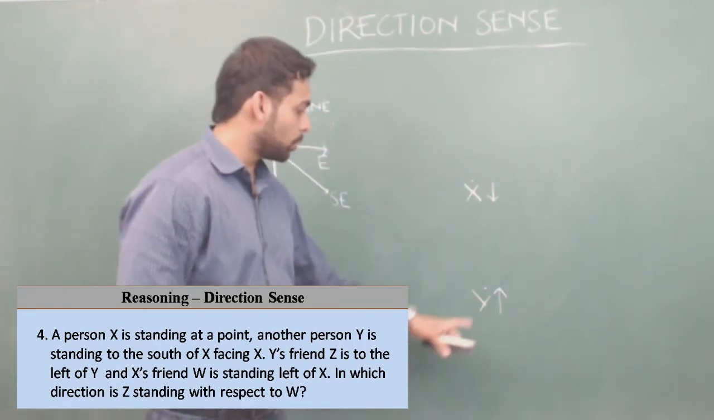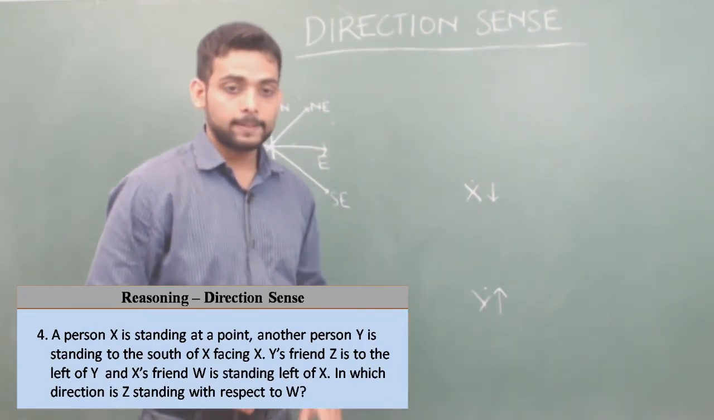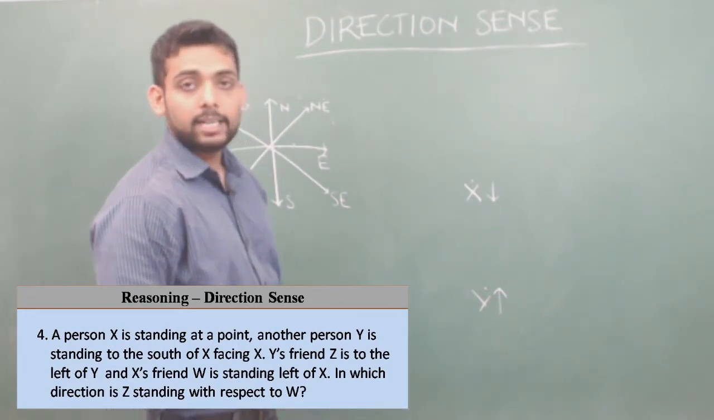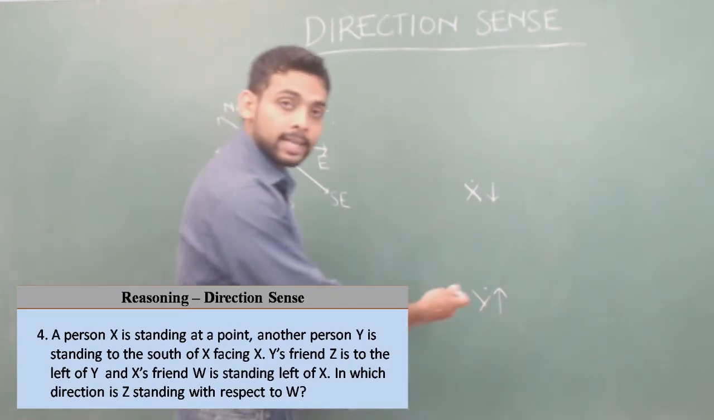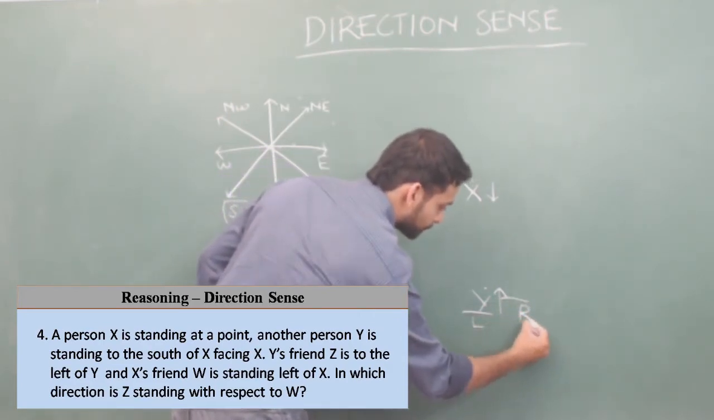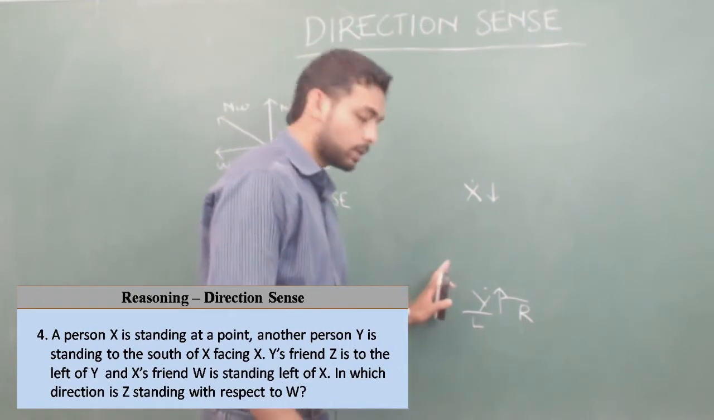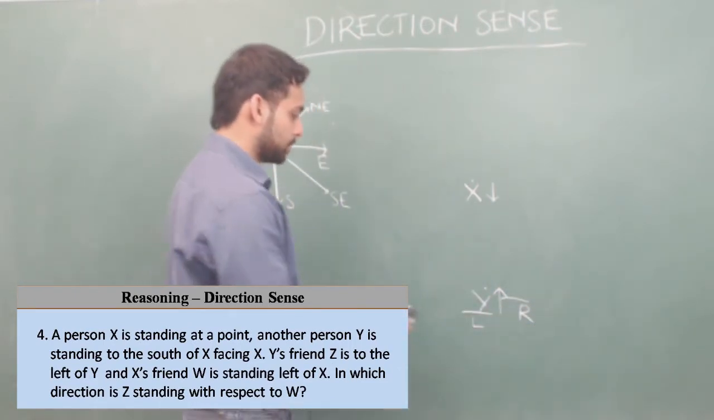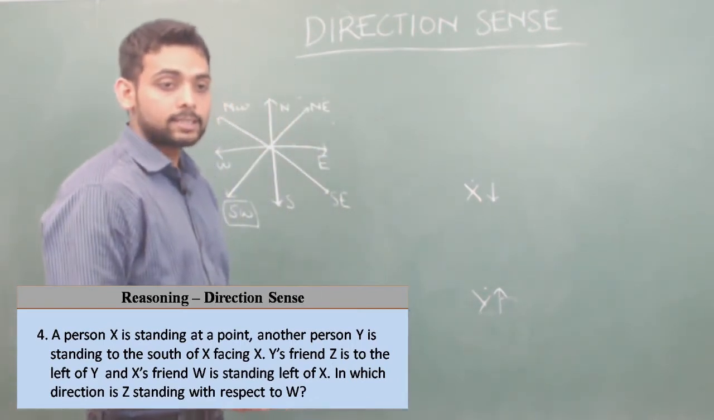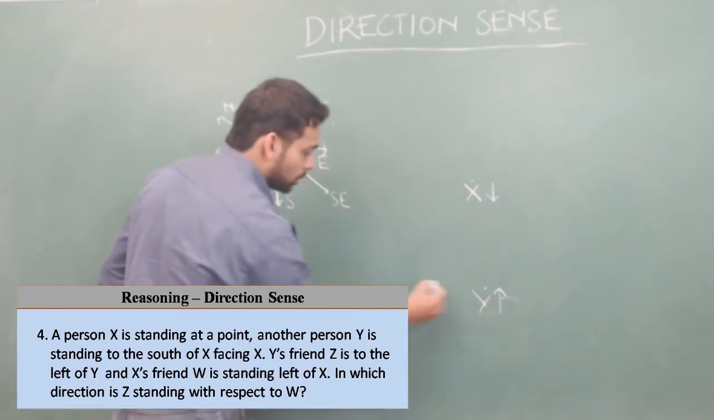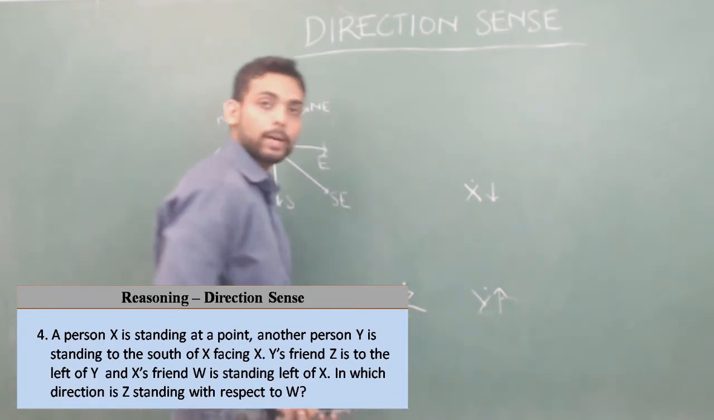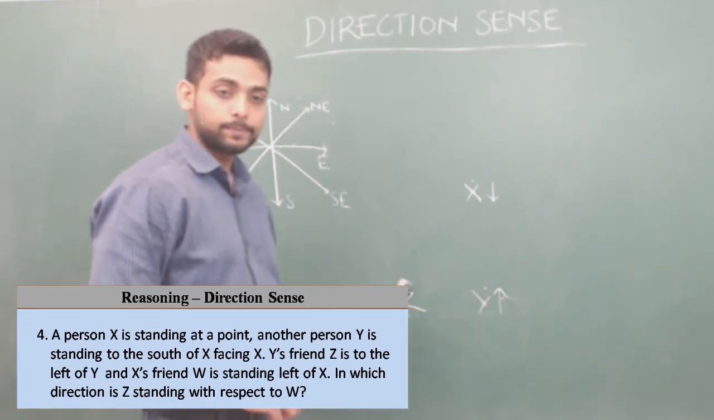Y's friend Z. So now this person Y has a friend Z who is standing to the left of Y. So when Y is facing upwards, this is his left and this is his right. This is his left towards the west and this is his right towards the east. So I know that Y's friend Z is standing to the left of Y. So Z will be here, to the left of Y. Z is standing to the left of Y.